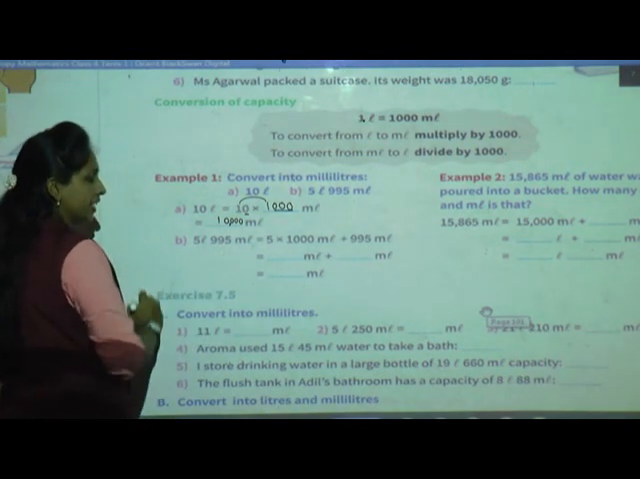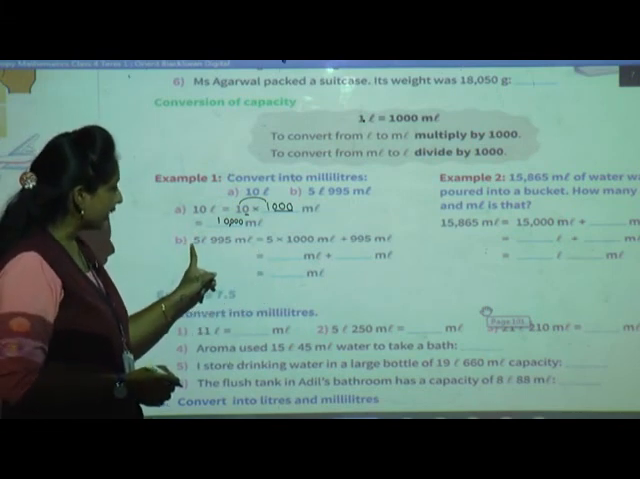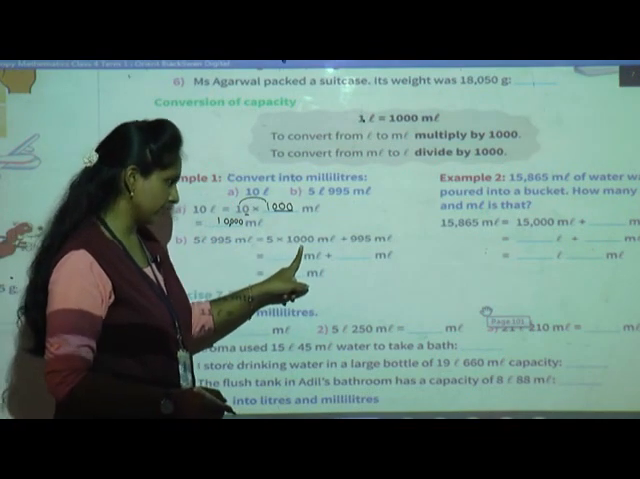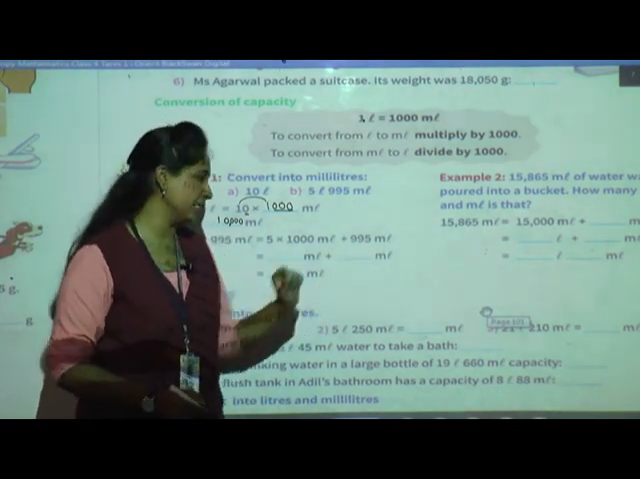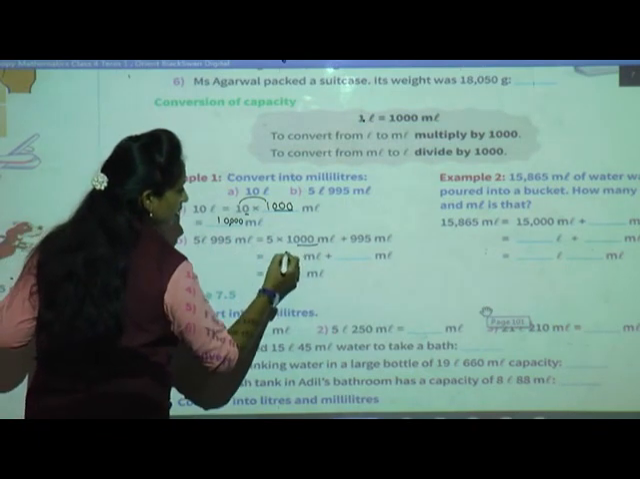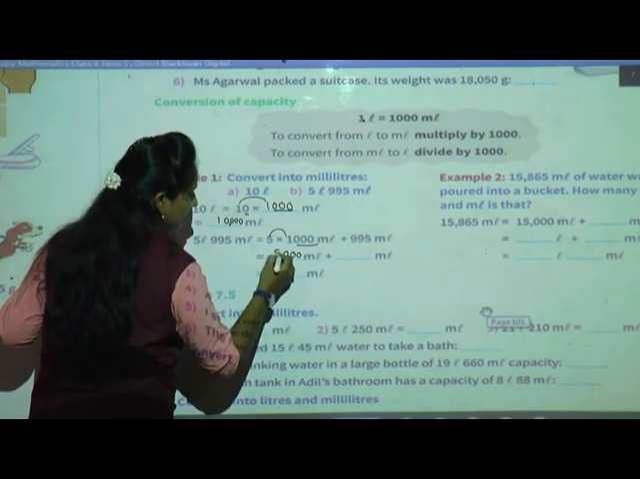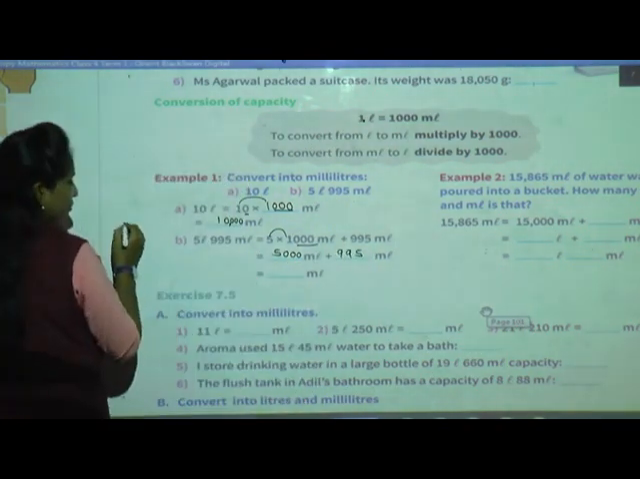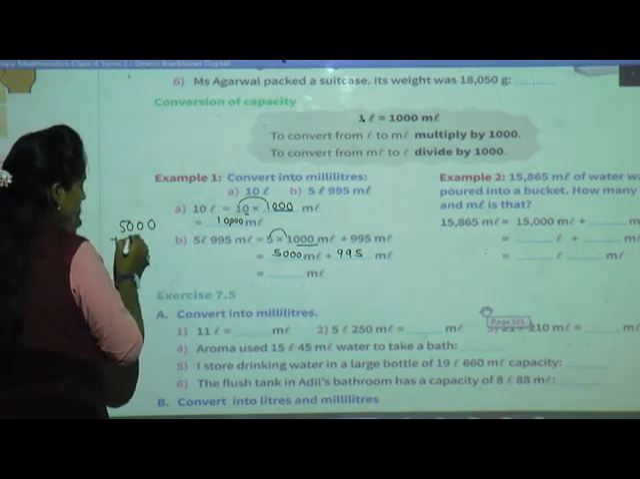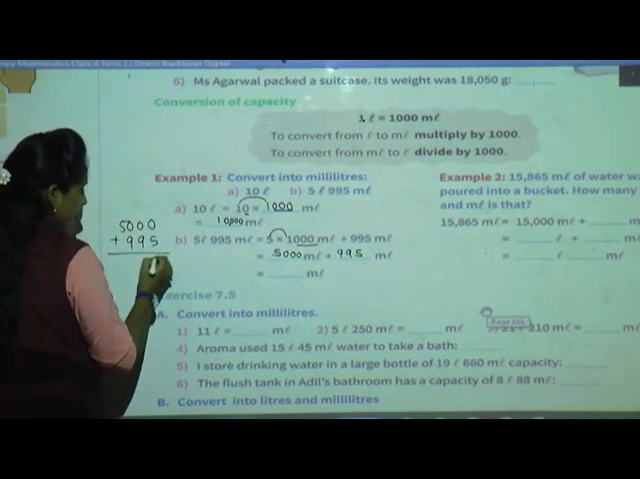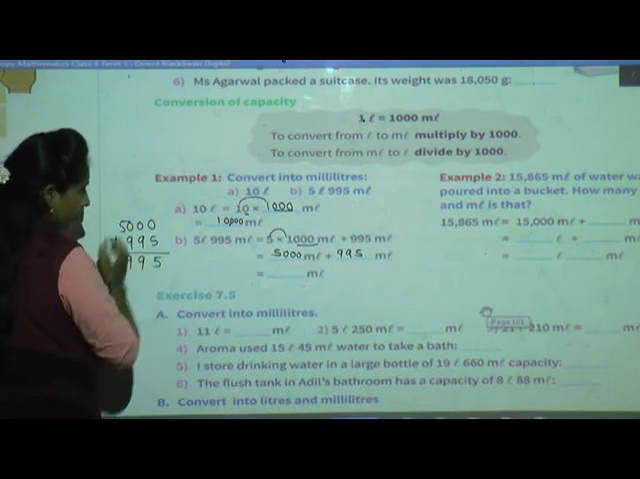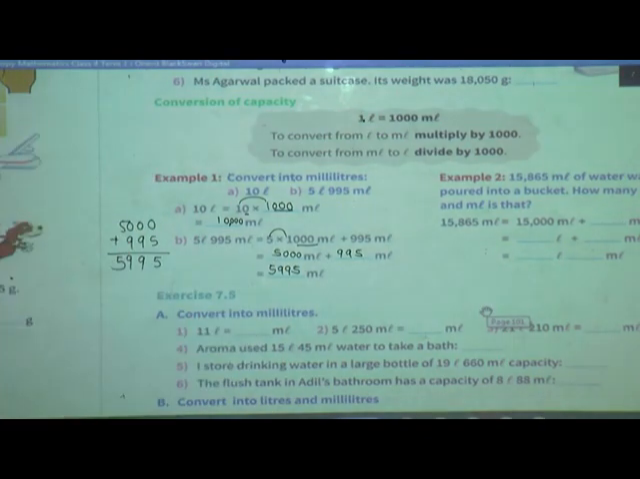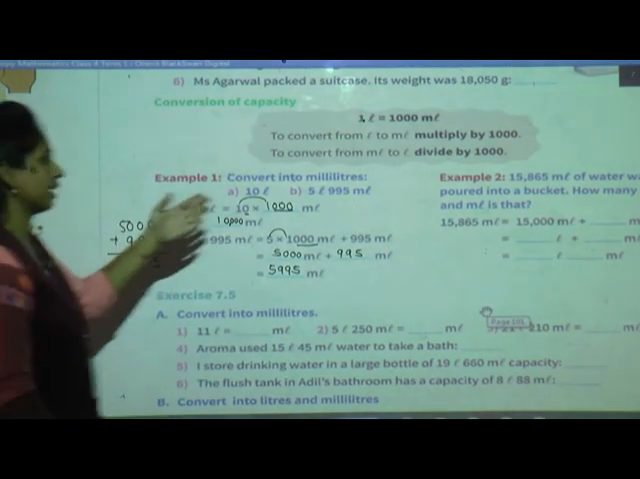5 liter 995 milliliter is equals to. So 5 liter if you want to convert into milliliter, we have to multiply it by 1000. So they had given already, then add 995 milliliter. So in this multiplication 3 zeros as it is, 5 ones are 5. And the addition: 995. So do the addition, 5000 plus 995, 5995. So the answer is 5995 milliliter. Clear? Yes. Now we will see the second example.